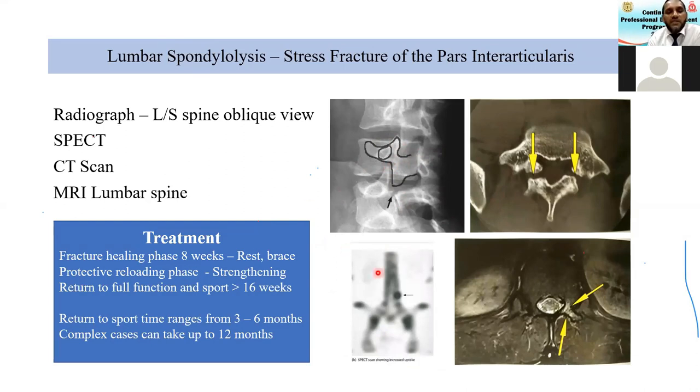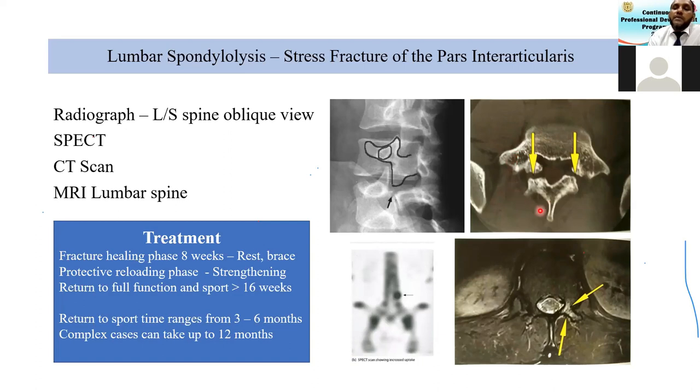The other investigation of choice is CT, single photon SPECT CT. This is also one of the investigation modalities. But now the investigation has changed more towards an MRI of the lumbar spine, because it can detect the very early prespondylolytic lesions. So especially in athletes who present at a very early stage, the X-rays and CT will be negative, whereas we can detect the bone edema in this condition and start the treatment early.